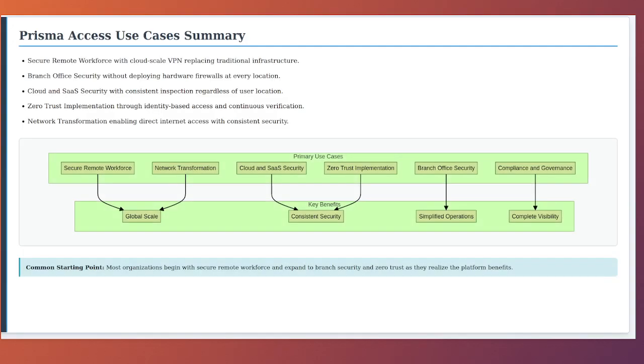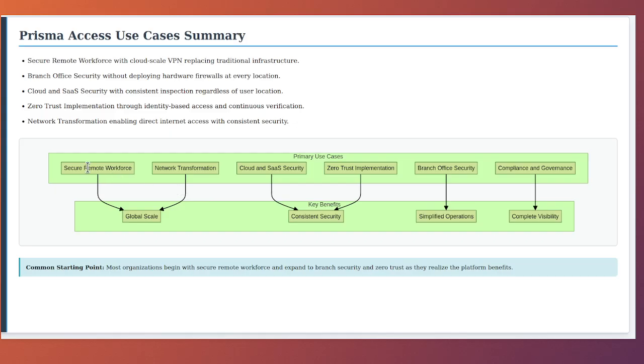Prisma Access Use Cases Summary. Throughout this presentation, we have covered the technical capabilities of Prisma Access. Let me now summarize the key use cases where organizations deploy Prisma Access to solve real business challenges. The diagram organizes the primary use cases.